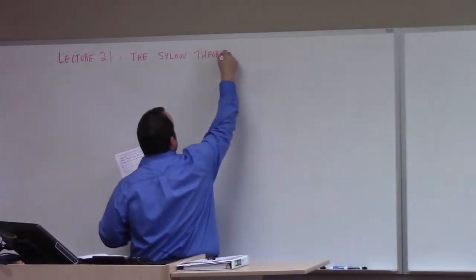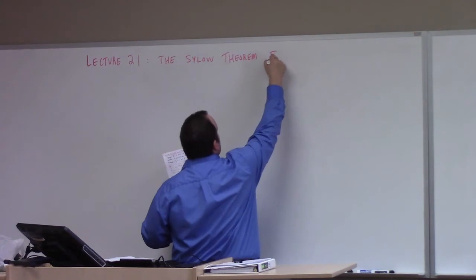Okay, so I believe this is lecture 21. I said last one was lecture 20, right? So I think successor principle, we should be okay. Let's see here. So lecture 21 is on the Sylow Theorems. And so this is, of course, section 8.4 in your book.